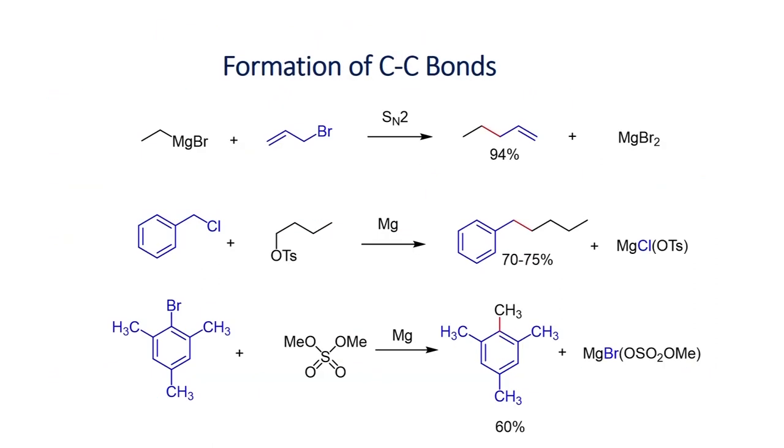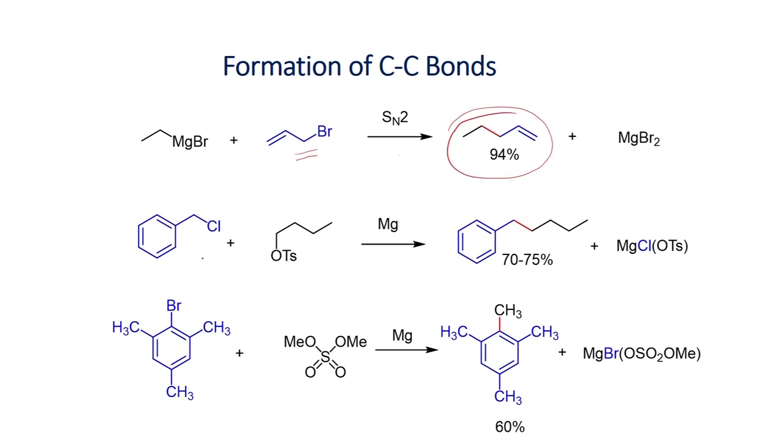The first example involves a substitution reaction. If you look at here, this ethyl magnesium bromide undergoes reaction with this allyl bromide via SN2 pathway to give this alkene as the product.